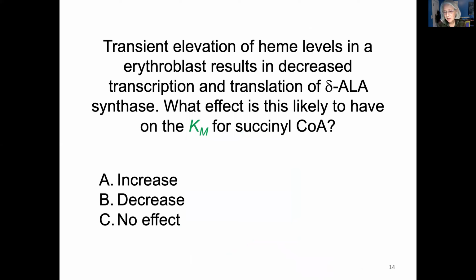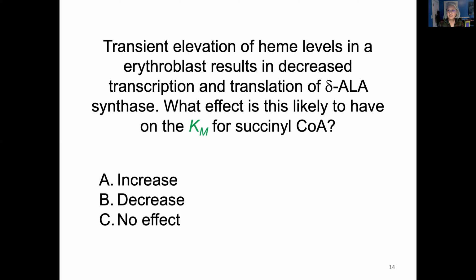Okay, so now let's practice what changes when we have a change in enzyme concentration and what does not. If you remember correctly, heme is an important inhibitor of delta ALA synthase, both the transcription and translation of this enzyme, right? So if we have a transient elevation of heme levels in an erythroblast, that's going to result in a decrease in the transcription and translation of delta ALA synthase.